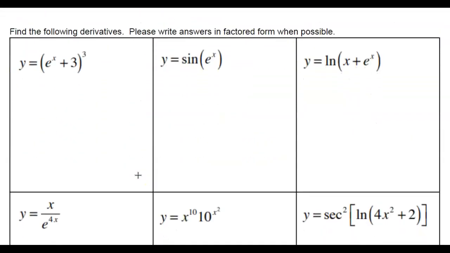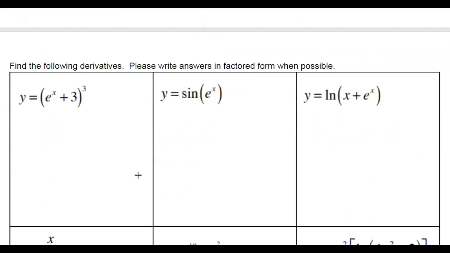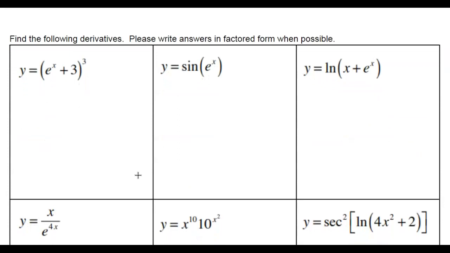Okay, so now we're going to get a little bit more complicated since you know the basic rules, and we're going to mix them all up. Okay? So let's look at our first example. We've got this quantity to a power rule. So remember, this is on the outside. This is going to be a chain rule, and this is on the inside. So our derivative, we start with the power rule. The 3, the inside stays the same, and we subtract 1. Then we multiply by the derivative of the inside.